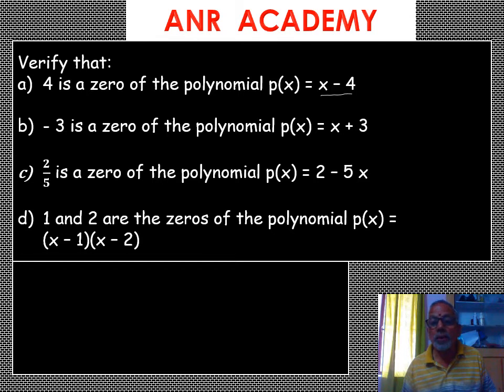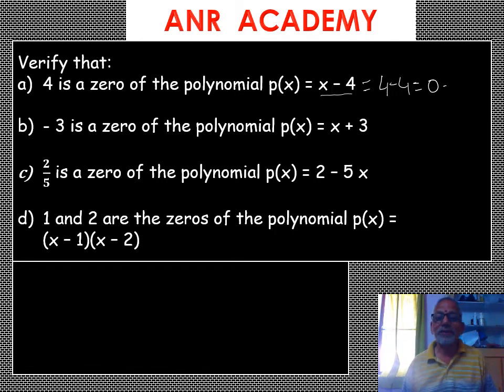So now, in place of x minus 4, this is your polynomial. In place of x, let us write 4. That means x minus 4 becomes 4 minus 4, which is equal to 0. Because this polynomial x minus 4 has become 0 when we replaced the variable x by 4, this 4 is called a zero of the polynomial. Understood? Now let us do the second sum.